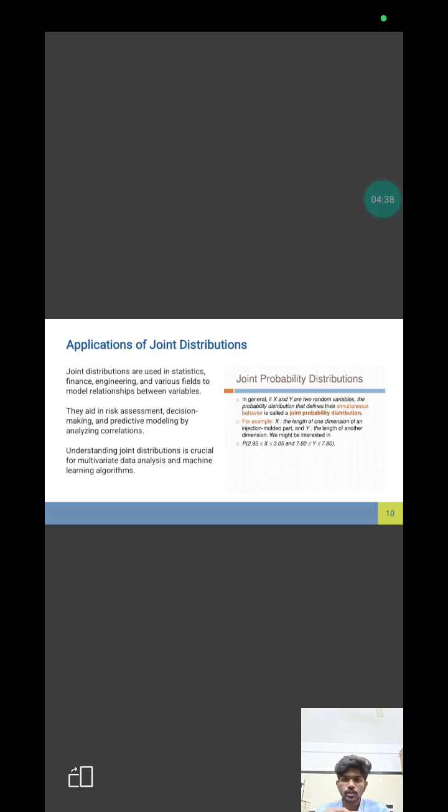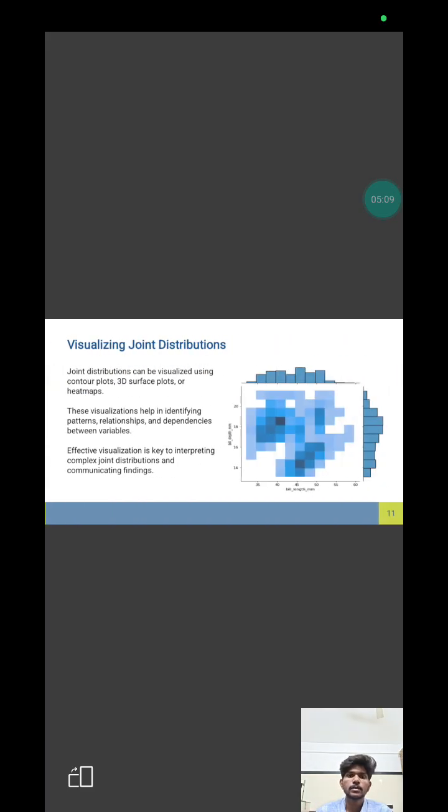Applications of joint distribution. Joint distributions are used in statistics, finance, engineering, and various fields to model relationships between variables. They aid risk assessment, decision making, and predictive modeling by analyzing correlations. Understanding joint distribution is crucial for multivariate data analysis and machine learning algorithms.